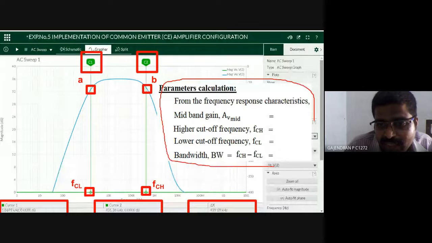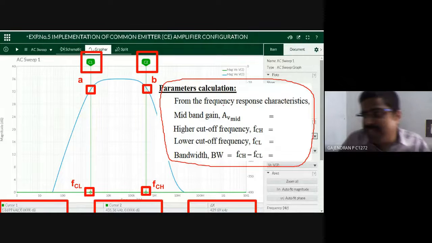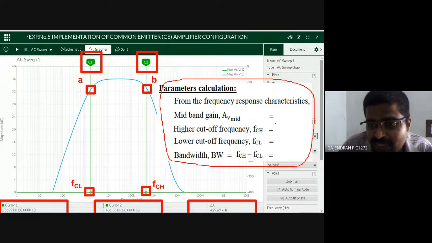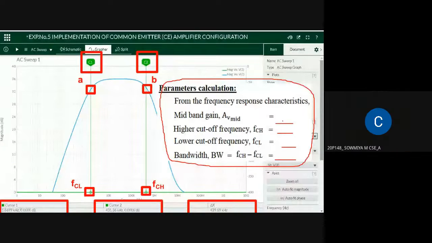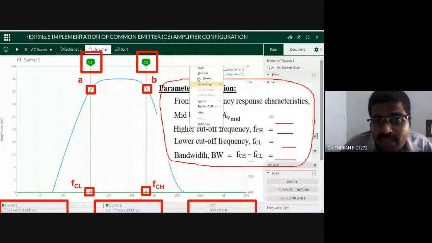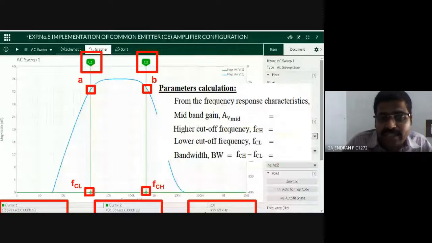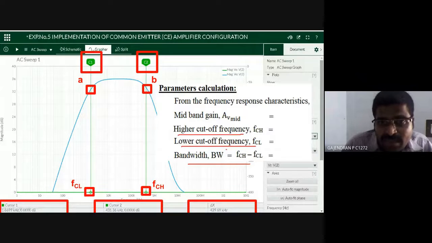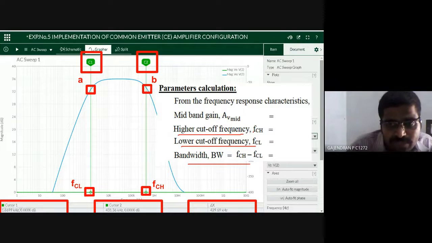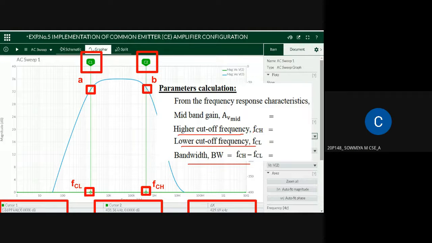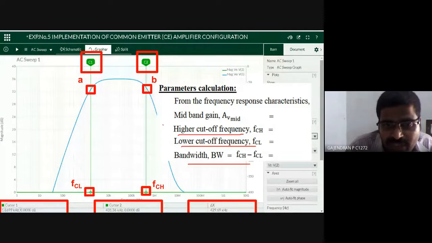I hope you are having this kind of table in your record notebook. Am I correct? This kind of table at the end of the experiment. You need to write some readings over here. Am I correct? Yes, sir. Can anyone tell me what are the readings you will write here? What is your higher cutoff frequency? What is your lower cutoff frequency? What is your bandwidth? Higher cutoff frequency is C1 or C2? C2, very good. Higher cutoff frequency is C2.